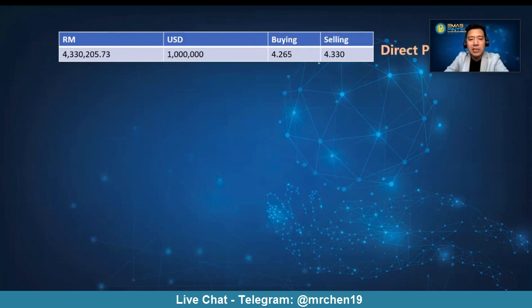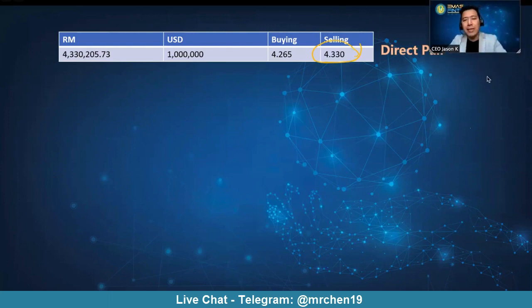This table, as you can see, has a buying price and a selling price. Normally, if I'm going to change for US dollar, there will be a price telling me what I need to spend. Assuming I'm going to change for 1 million US dollar, then I need to spend 4.3 million ringgit, because this is a forex rate and this is what we call a direct pair. This rate is actually fixed when we trade over the counter. This will be the price that we will do, okay?